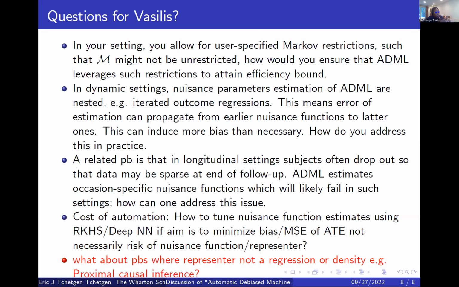And then finally, I think you touched a little bit on this final point. What about problems where the representer is not a regression or density or function of such an object? I'm thinking, of course, of a problem that's close and dear to me, which is using proxies, where the nuisance parameters tend to be solutions to integral equations. I think you touched a little bit upon this by talking about IVs, but I was hoping you could say a little more. I don't know if you have enough time to cover all of this, but again, congratulations on a really beautiful piece of work, and I look forward to hearing your answers.